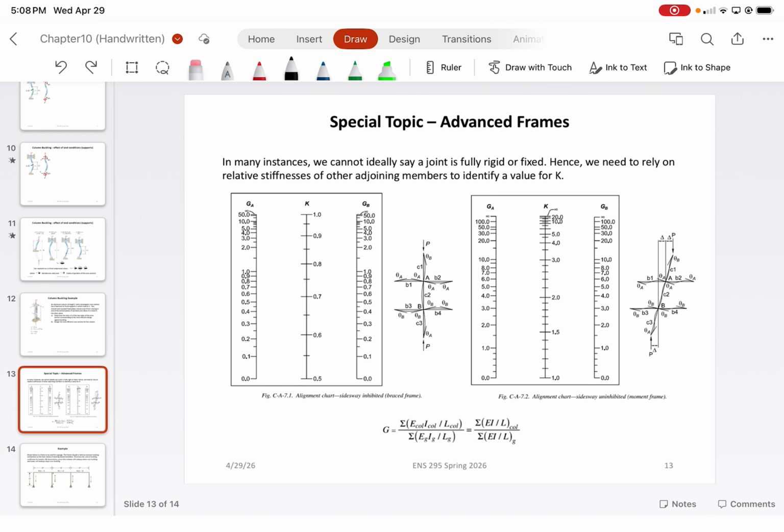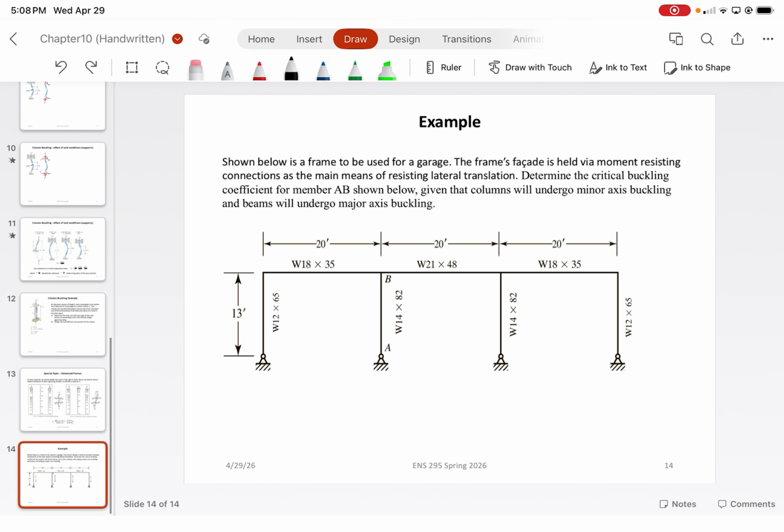So it relates the stiffness of columns to the beams. And it's basically stiffnesses of specific joints, right? So, for example, for point A right here, the problem says that the frame's facade is held by a moment-resisting connection as the means of resisting lateral translation, and we're basically just asked to determine the critical buckling force for the given problem.